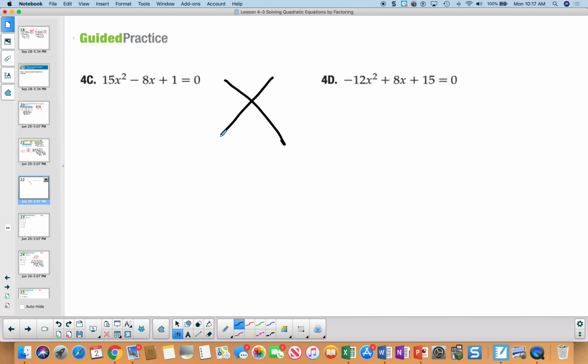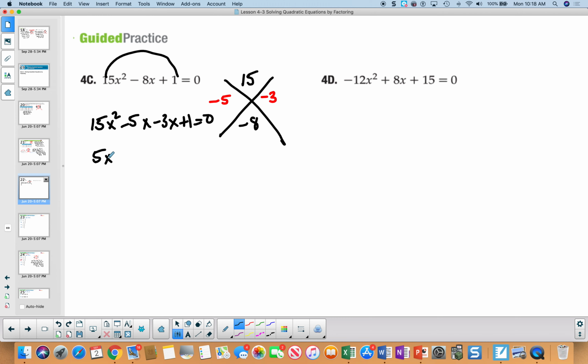So, AC method: multiply these two, that's 15, and we have to make a negative 8. So these two have to multiply to be a positive but add up to a negative. So I know my factors are going to be two negative numbers, and that'll be negative 5 and negative 3. Those will multiply to be that and add up to that. Okay, so I'm going to rewrite negative 8.